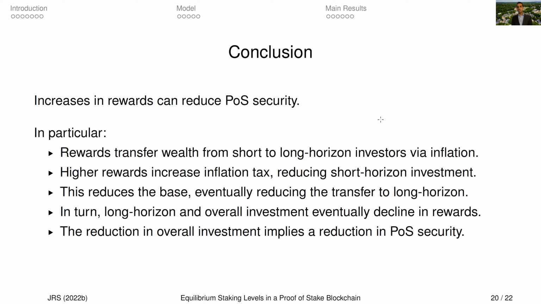And while that does happen initially, the problem is eventually the tax base deteriorates to such an extent that even long horizon payoffs fall, and therefore long horizon investment falls. And once long and short horizon investment are falling, of course, overall investment is going to fall. And if overall investment falls, that means that the security of the proof of stake blockchain is undermined, precisely because it's then relatively cheap for an attacker to acquire a majority interest, be selected by the proof of stake protocol, and do damage to the blockchain.